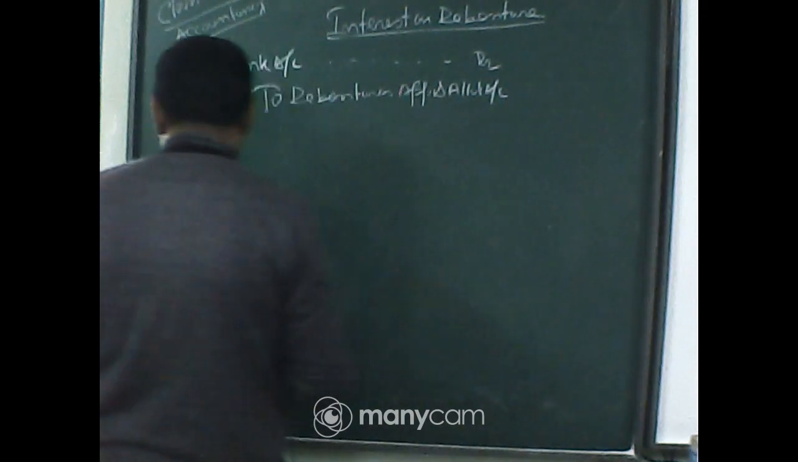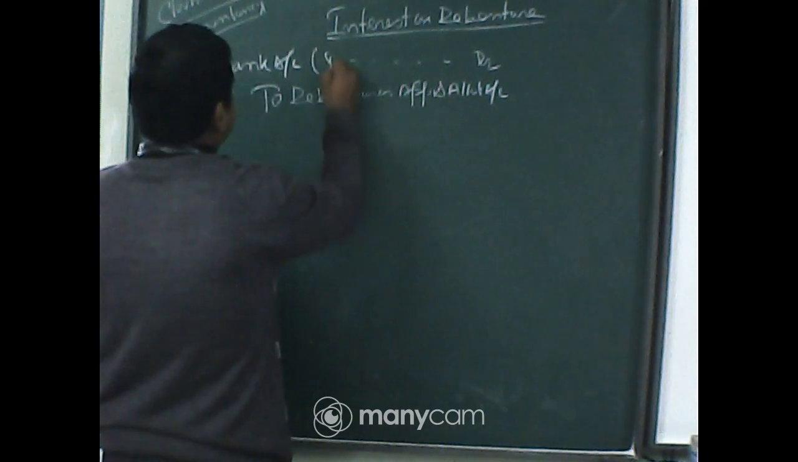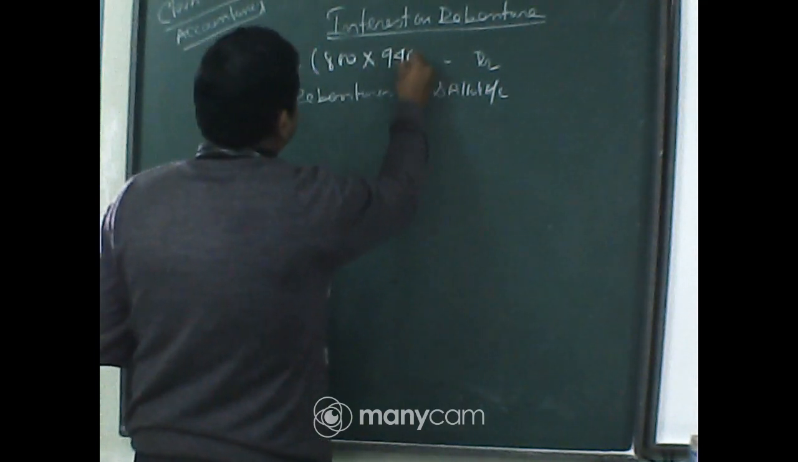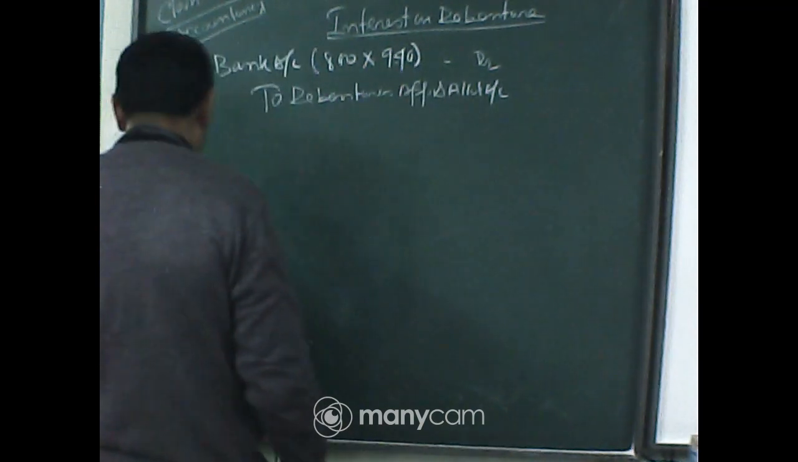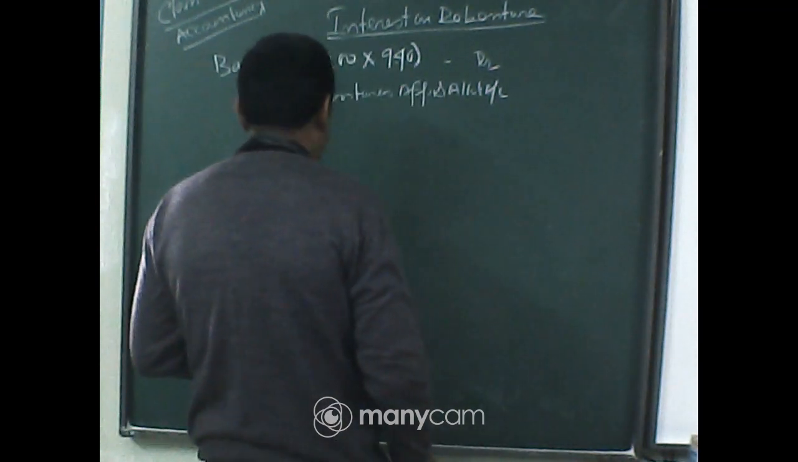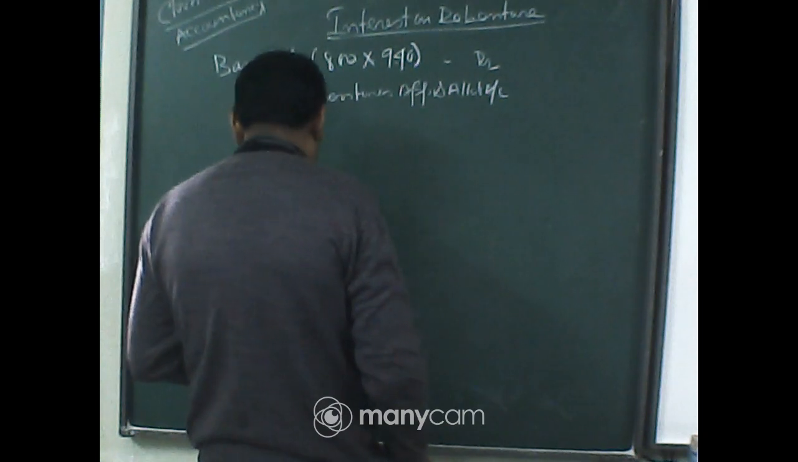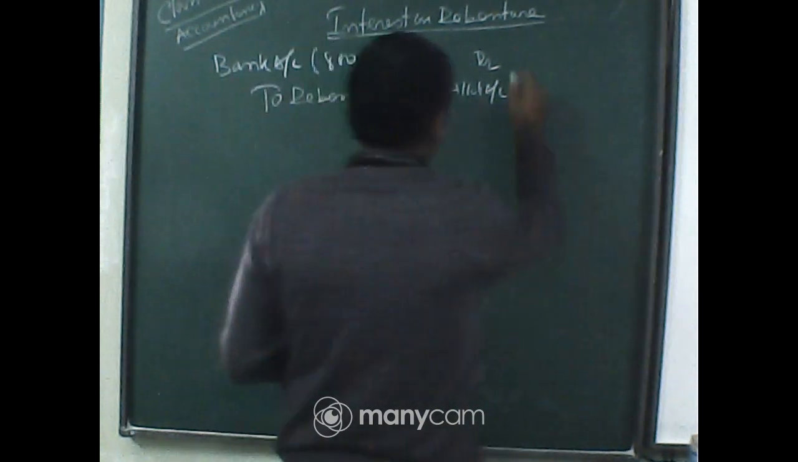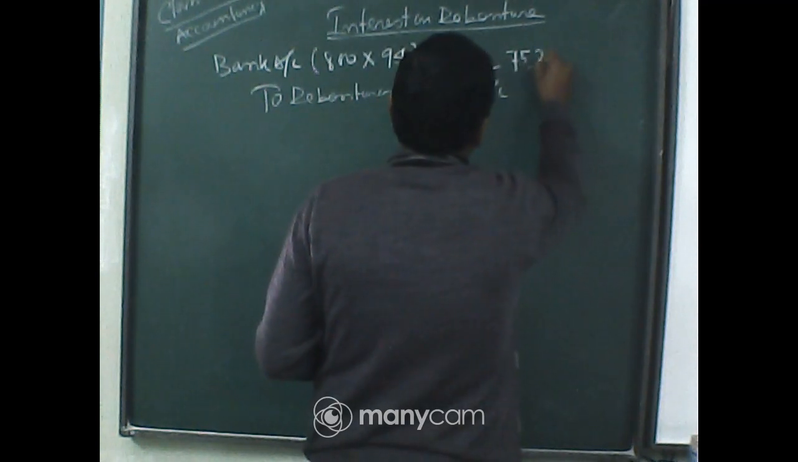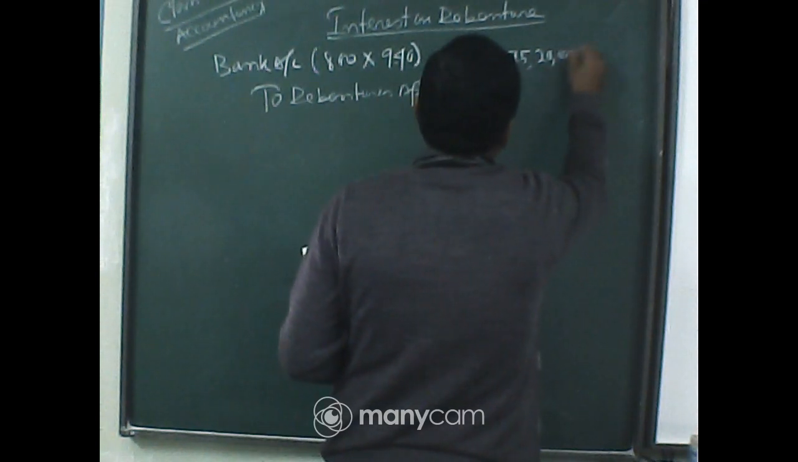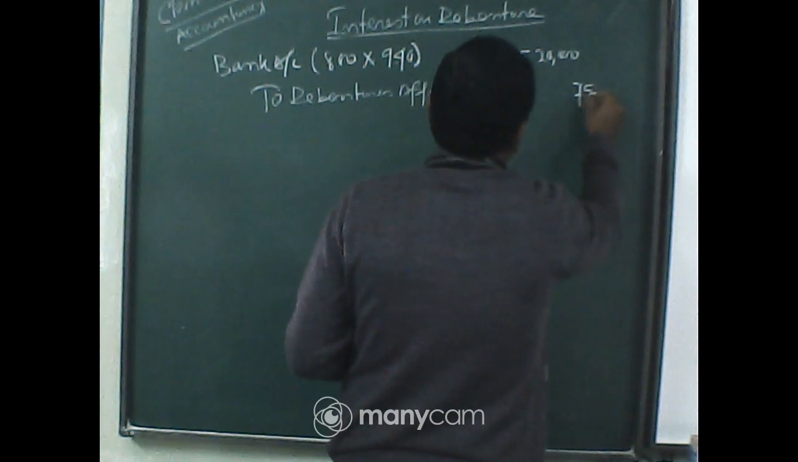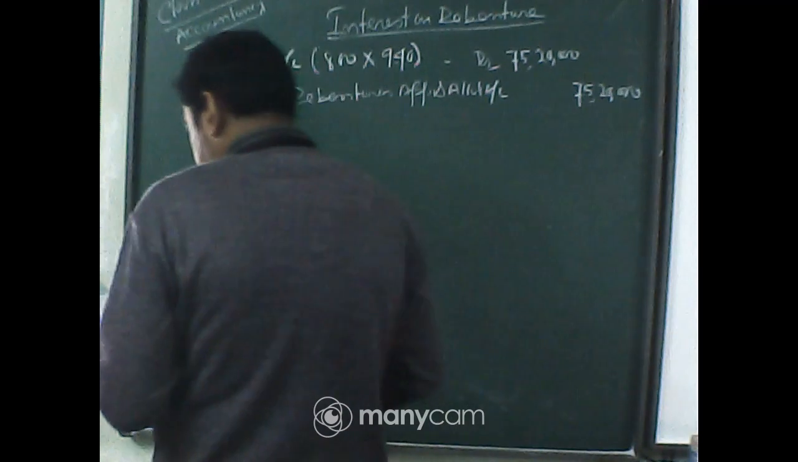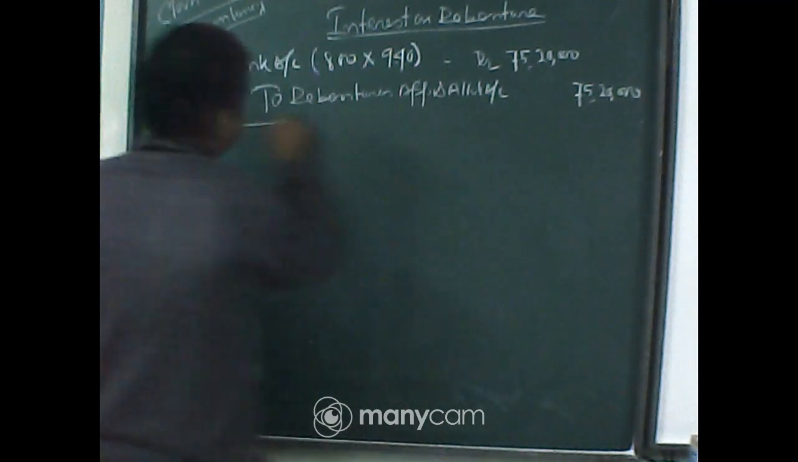And what will be the value? That is 8000 multiplied by 940, because there is a 60 rupees discount. So we receive in the bank 940 rupees for one debenture. So total price will be 75 lakh 20,000, and again there is a 75 lakh 20,000. Amount received on application, that will be the narration.